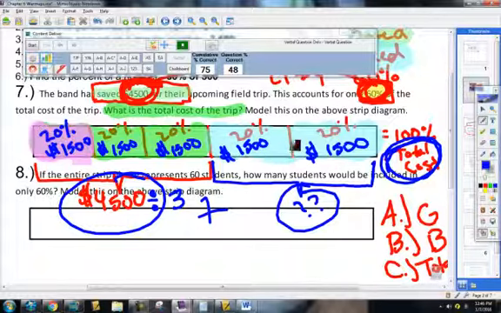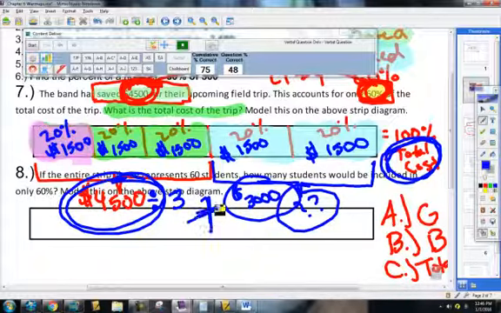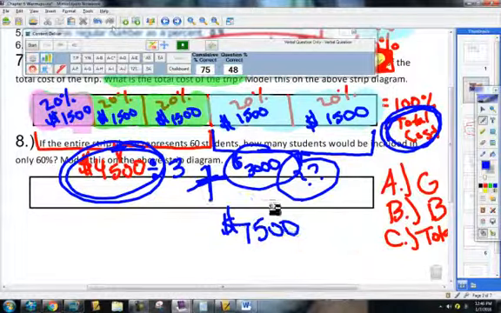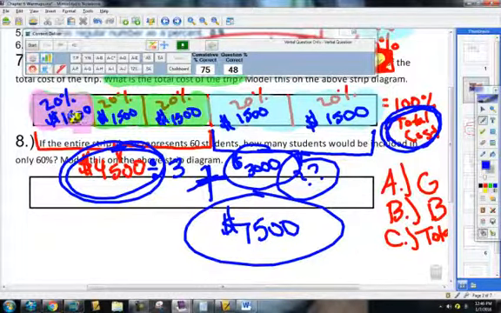I could add the part that they need. They need $3,000, right, guys? If I know how much they need, if I know how much they have, and I add them together, would that give me $7,500? Okay. The other way you could do it is you could just do 1,500 times 5. Okay, everybody understanding this? Yeah.